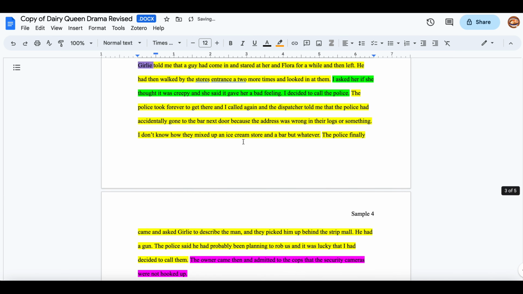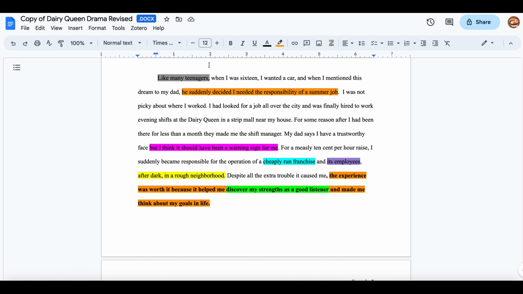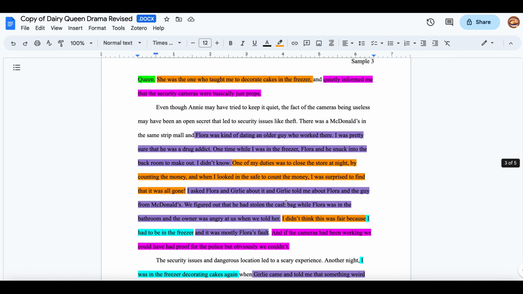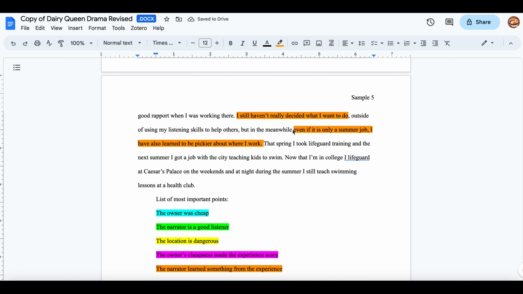So let's head back up to the introduction, and what was something that the writer said in the introduction that could be something we could refer to in the conclusion. Picky. I was not picky about where I worked. We have the start of being picky got mentioned in the introduction, and we go back down here for the conclusion, and we're going to look for picky. So I went with, even if it's only a summer job, I have also learned to be pickier about where I work. Boom, right? So I would also think that we should probably separate these two sentences because that's a little bit long.